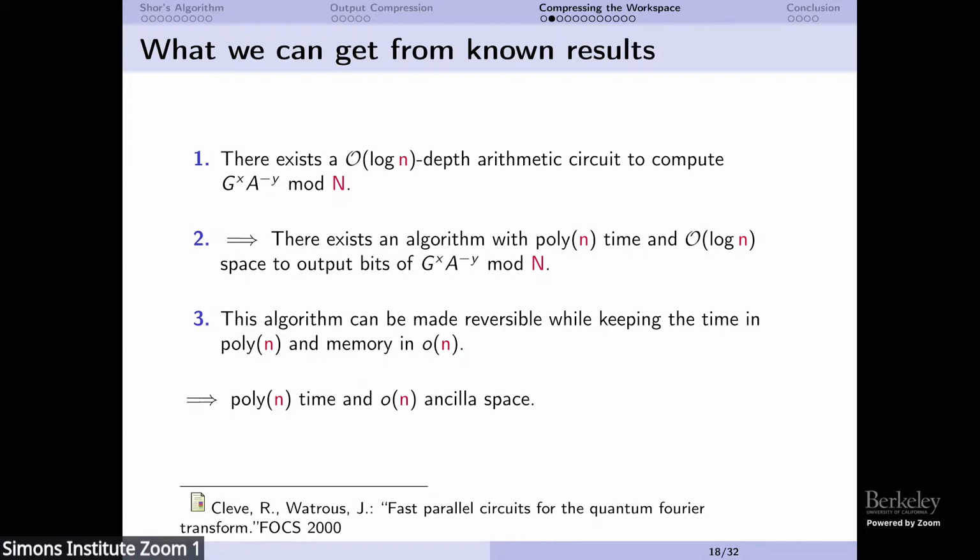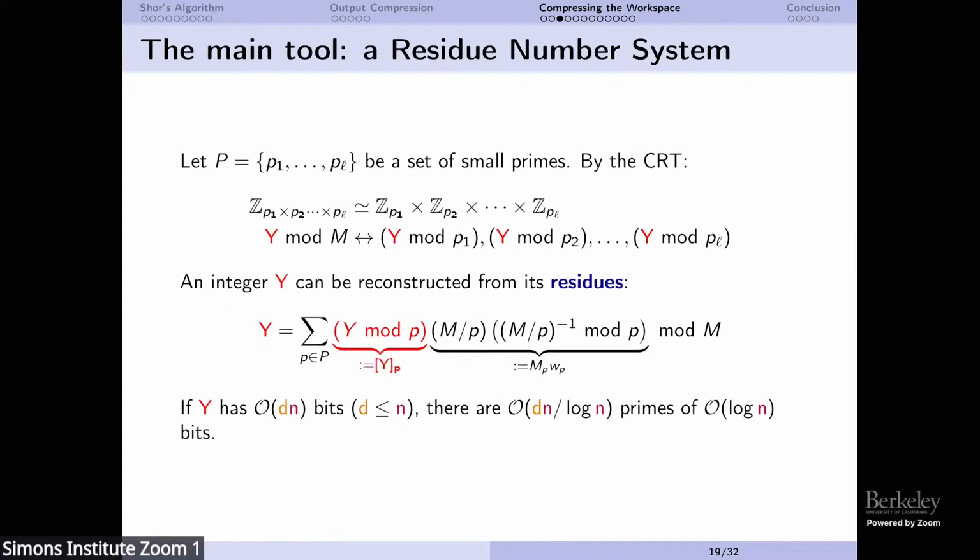Okay, but this is not entirely surprising. Actually, the circuits that do this in logarithmic depth use the same tools that we use in the end, which is going to be the residue number system. So this is where we really enter the arithmetic part. Using residue number systems is everywhere in circuit complexity.